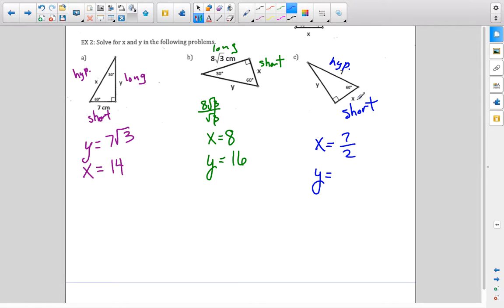Y, the short leg, times the square root of 3. So 7 root 3 over 2. Take that short leg, multiply times the square root of 3.